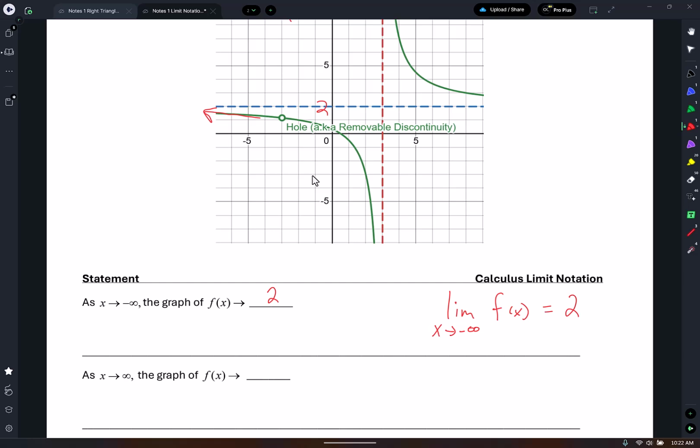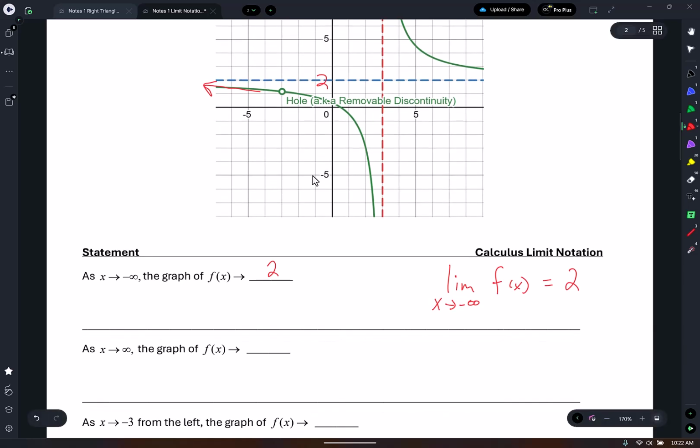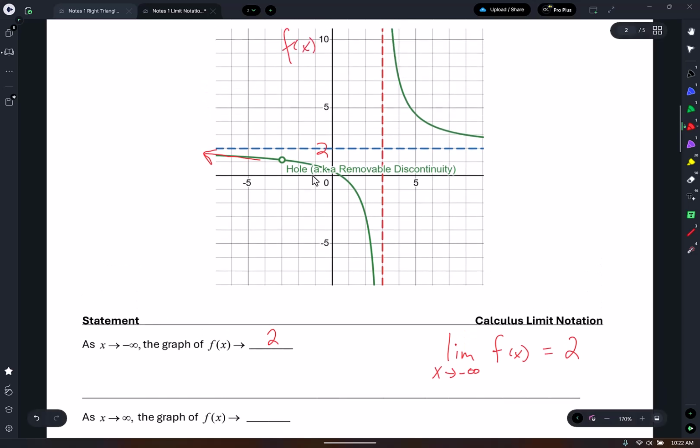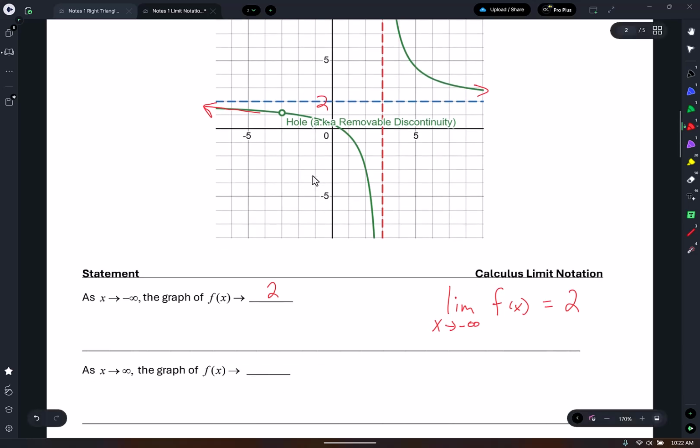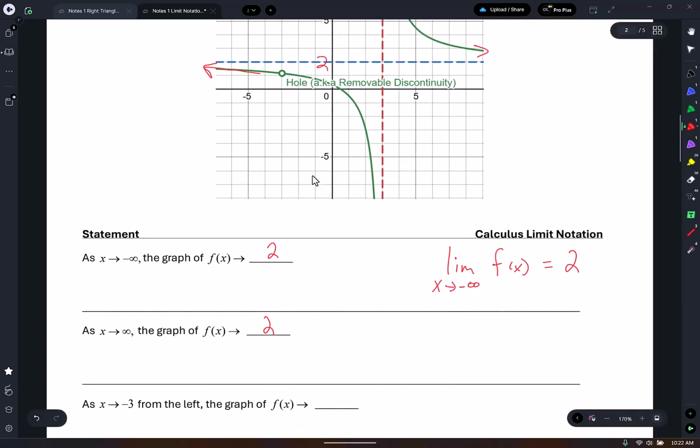Are we feeling okay? All right. As x approaches positive infinity, the graph of f of x approaches... Well, what does it look like if I approach positive infinity? It looks like I'm approaching that blue dashed line again, so it's going to be approaching 2. That's my end behavior. The limit as x approaches positive infinity of f of x equals 2.